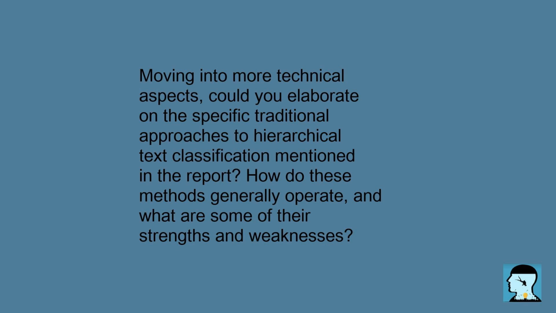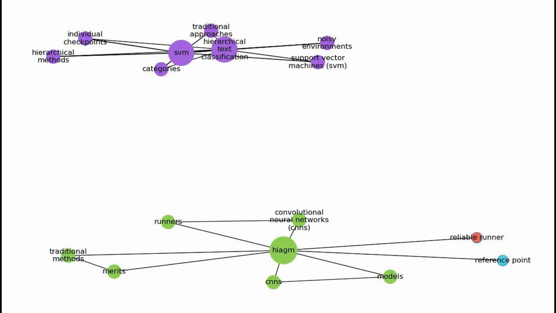That's a compelling analogy. Moving into more technical aspects, could you elaborate on the specific traditional approaches to hierarchical text classification mentioned in the study? How do these methods generally operate? And what are some of their strengths and weaknesses? Traditional approaches to hierarchical text classification can be likened to different strategies in a relay race. Each strategy has its own strengths and weaknesses, and choosing the right one depends on the specific race conditions.